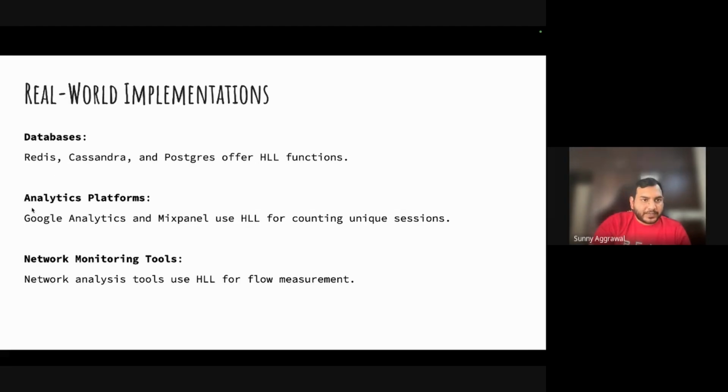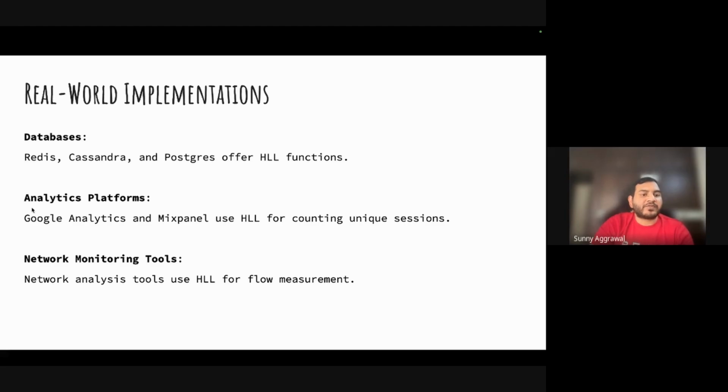In the real world, databases also provide a default implementation within the DB, where Redis has commands using which you don't need to implement the algorithm. You can just use these commands to maintain the data sets. It will automatically compute, and it has the functions which give you the approximate count. Similarly, Cassandra and Postgres also give these HLL functions by default. So you don't have to implement the algorithm as such. You can directly use these commands using either the Redis CLI or Redis SDK.